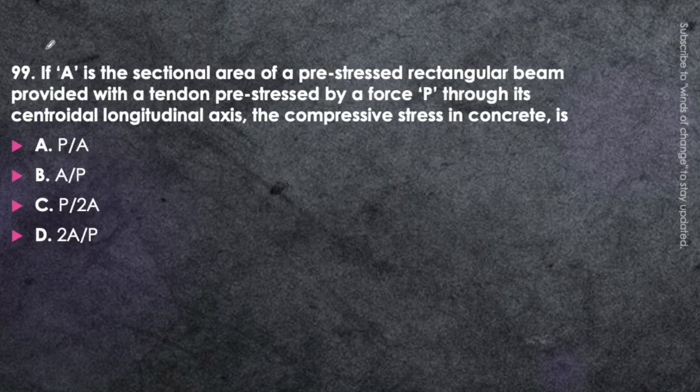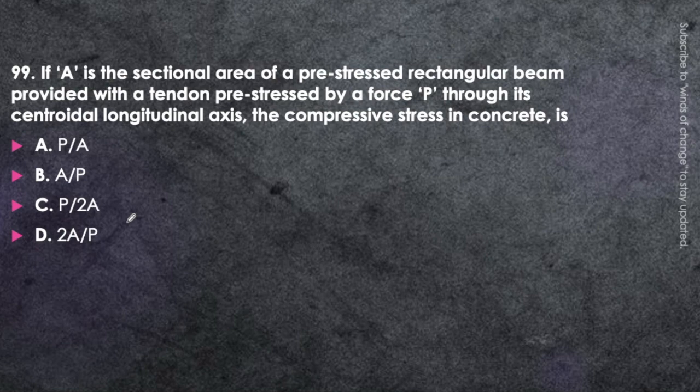Next question. If A is the sectional area of the pre-stressed rectangular beam provided with the tendon pre-stressed by force P through its centroidal longitudinal axis, the compressive stress in the concrete is. It is the case in which the rectangular beam is there and the pre-stress is provided with force P throughout the centroidal longitudinal axis. So compressive stress in the concrete, that has to be P by A or A by P or P upon 2A or 2A upon P. Just think about it. Very easy question.